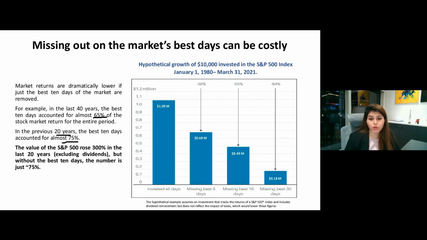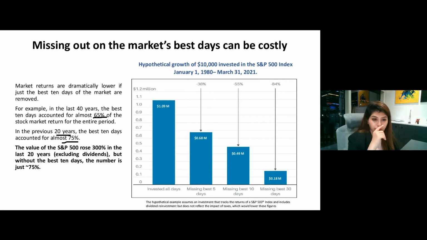So if you were to time the market and just miss out these best days, you would obviously miss out a significant portion of your returns. Obviously, nobody will only miss out the best days, because when you're investing, you'll also miss out the worst days if you remove your money from the markets. But what I'm trying to say is that when we're trying to time the markets, it's not necessarily possible to exactly catch the bottom and exactly enter at the bottom and sell at the peak. That's very difficult, and even geniuses find it extremely difficult to do so.